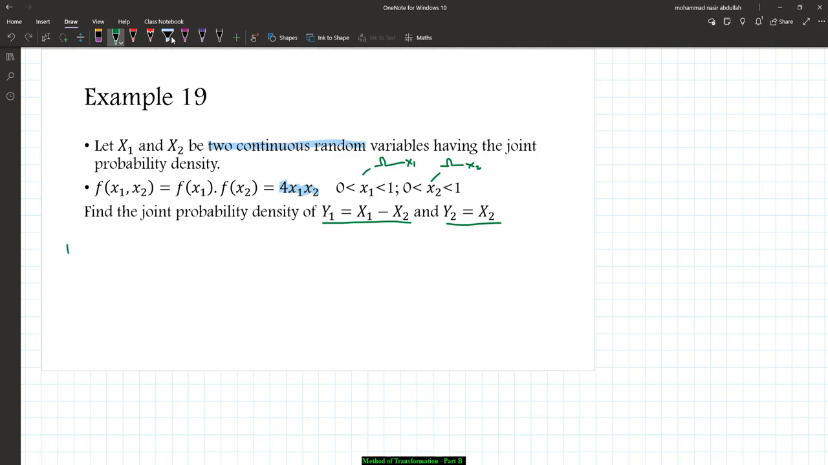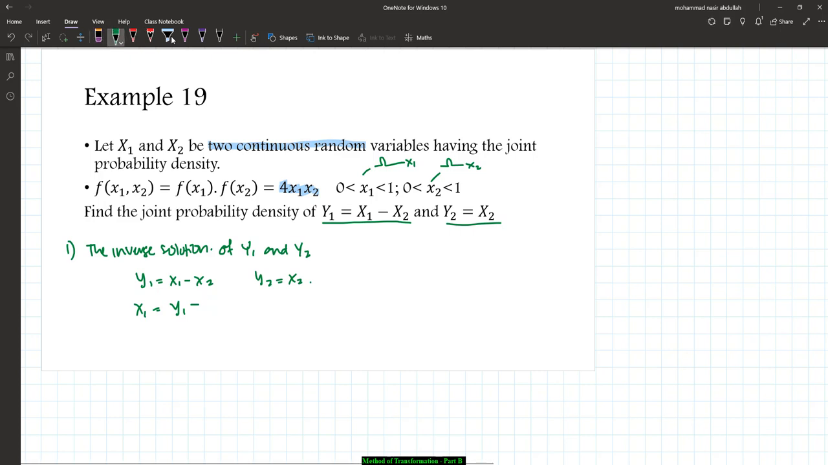So first step is we need to find the inverse solution of y1 and y2. So y1 equal to x1 minus x2. So this one should be, if we take x1 first, x1 equal to y1 plus x2, and we know that y2 equal to x2. So this one we substitute, it will become y1 plus y2. Sorry, it's not minus, plus. We bring it over so it becomes plus, right?